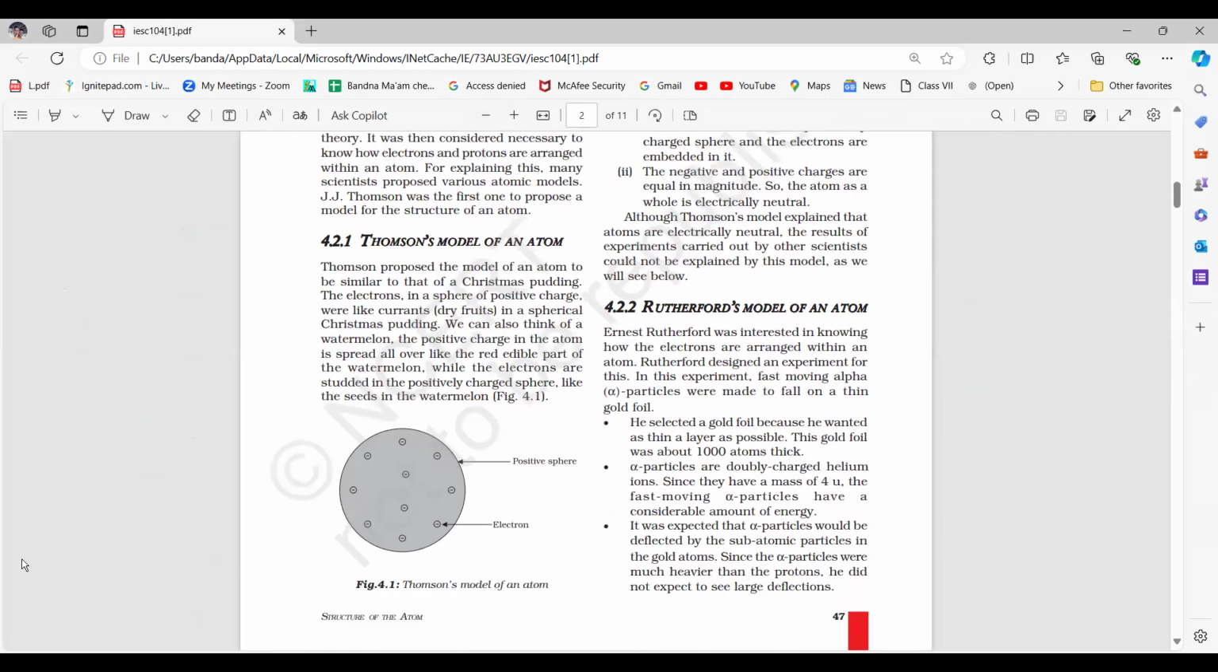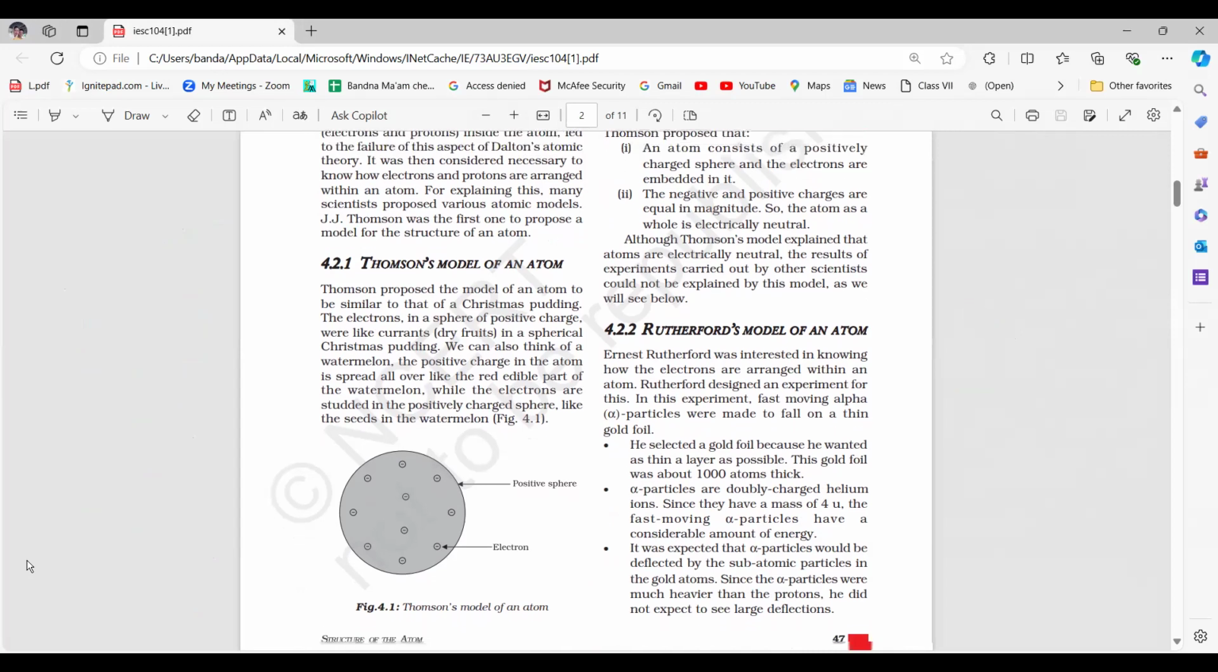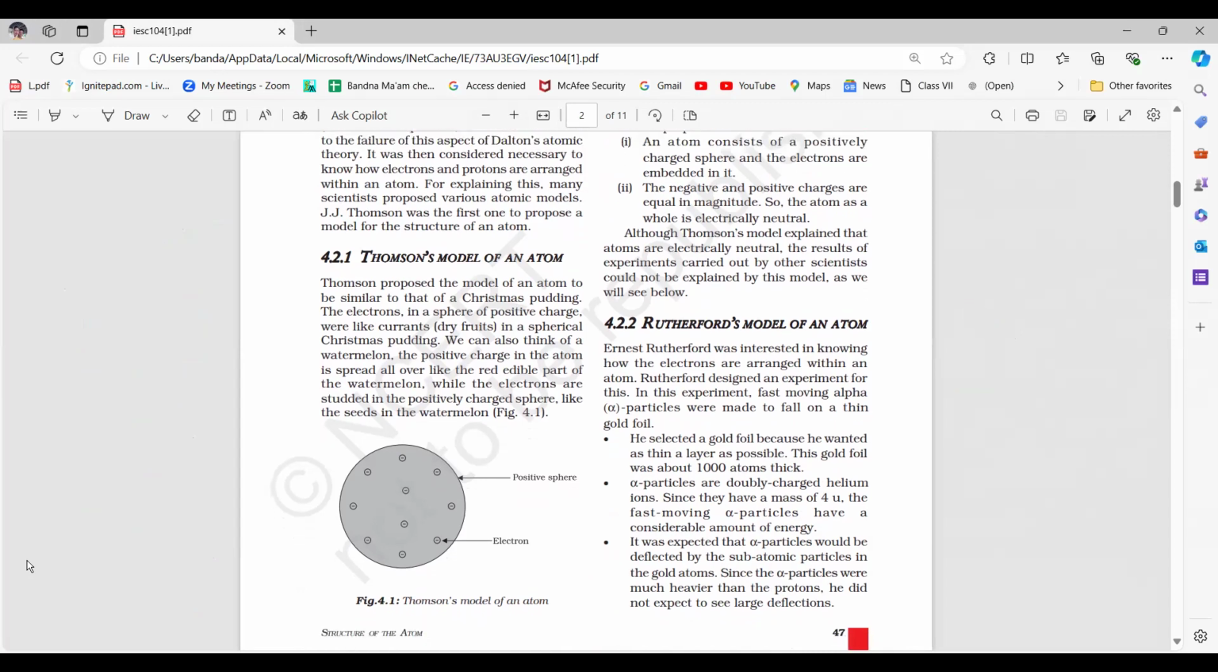So this is about the Thomson model. Thomson has said that everywhere there are electrons and protons. The pudding is your proton, and the plums are your electrons. Now, a covalent bond is negative plus negative, right? Yes, negative and negative is your covalent bond.